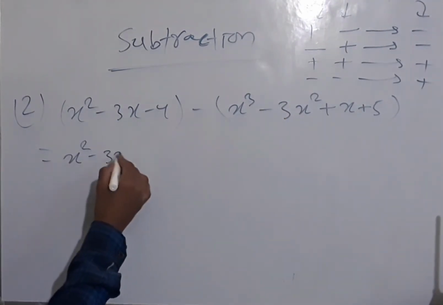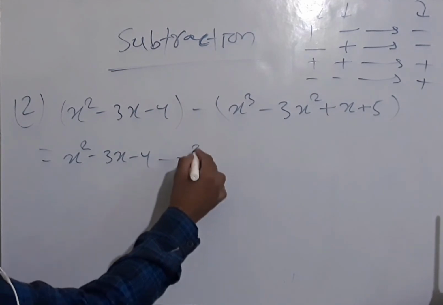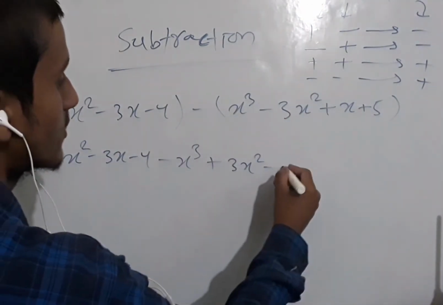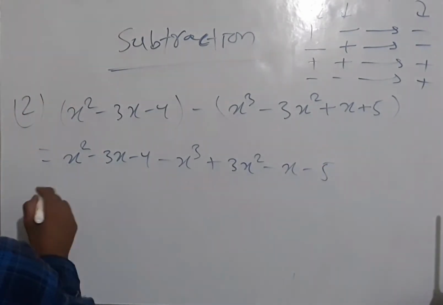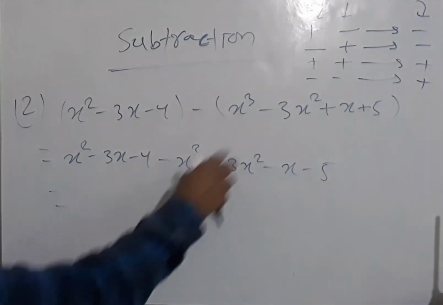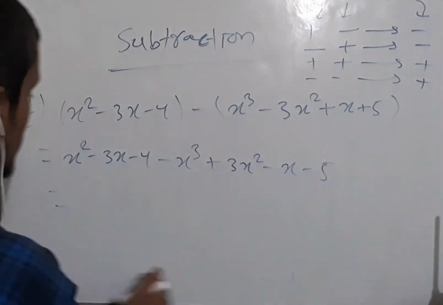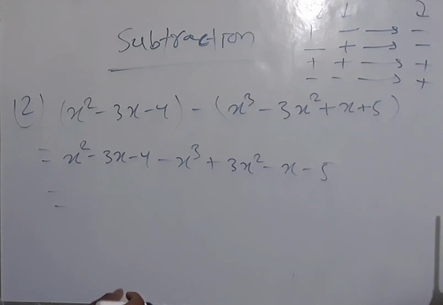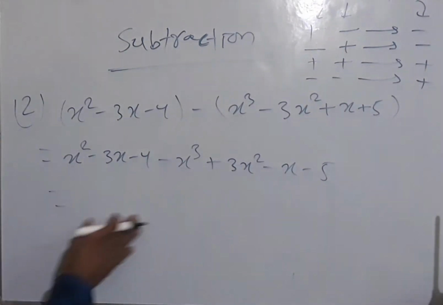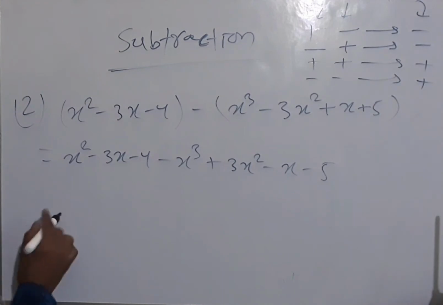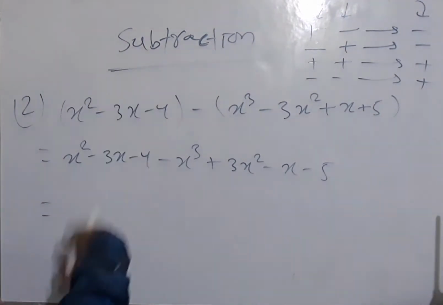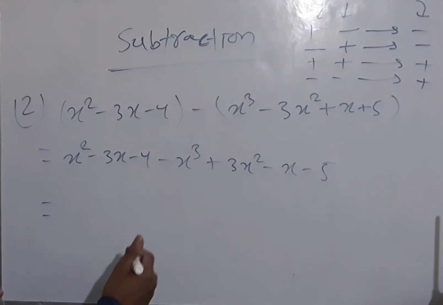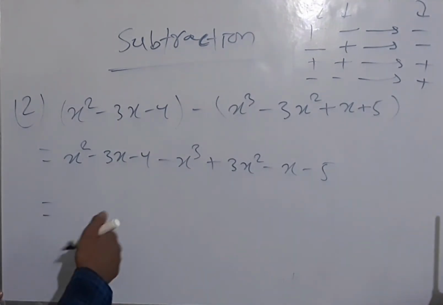x squared minus 3x minus 4 minus x cubed minus plus, so 3x squared minus plus minus x minus 5. So I hope you are comprehending this. Are they correct? Yes, they are. Now let's arrange this into the same line, because it's been a long time since we have been doing this in this video. So let's rearrange into the same line.